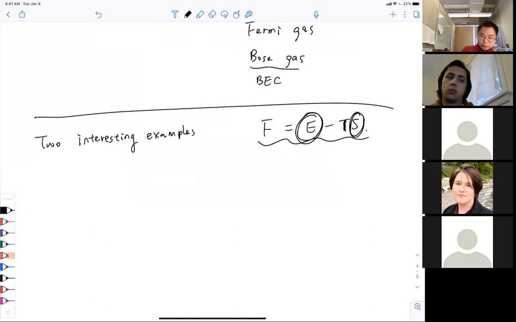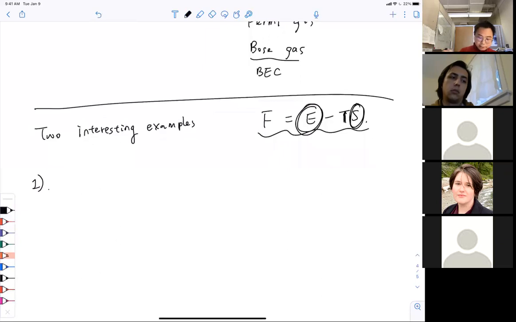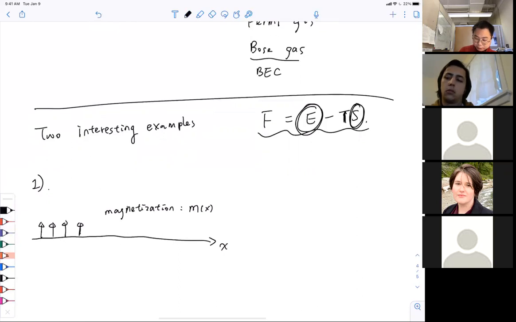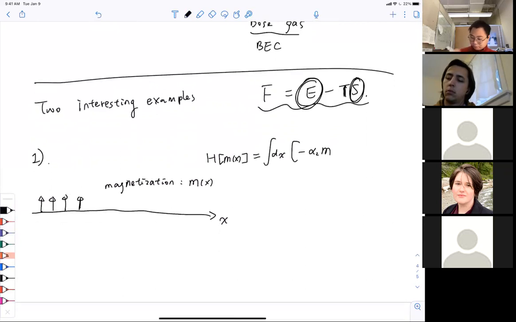But okay, let's look at the first example. This example is a one-dimensional system, and it's a spin system. Imagine the variable is the magnetization, and let's denote it as M. Of course, this M is a function of x, where x is this one-dimensional variable, right? And let's consider a Hamiltonian. It's one dimension, right? This is the standard Landau-Ginzburg Hamiltonian one can write down according to symmetry.